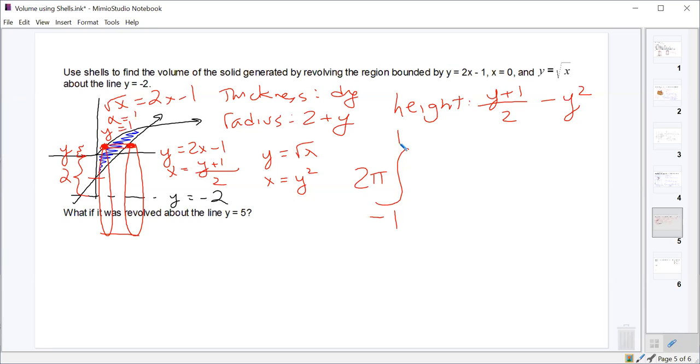Yep. All right. 2 pi, -1, 1, radius, height. If I was really mean, I would make you distribute all of that out and evaluate this, but I'm not going to do that, just for the sake of time. Conceptually, okay?